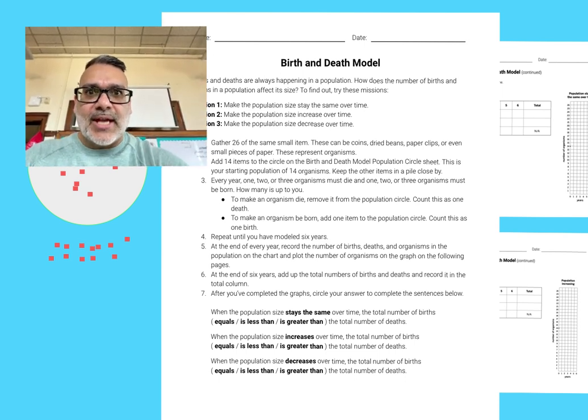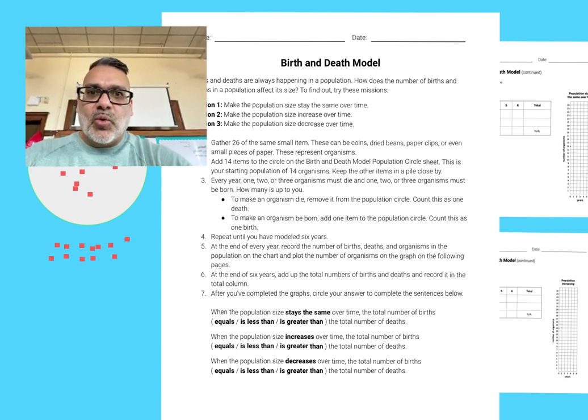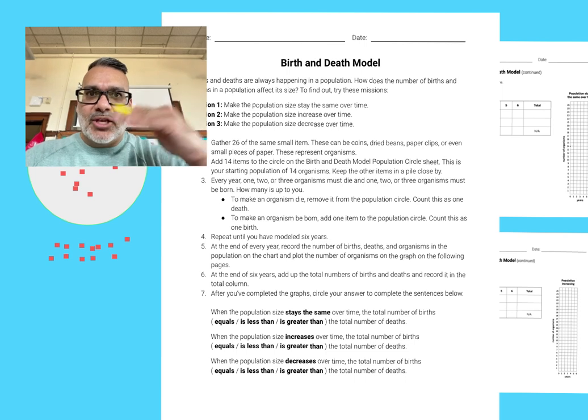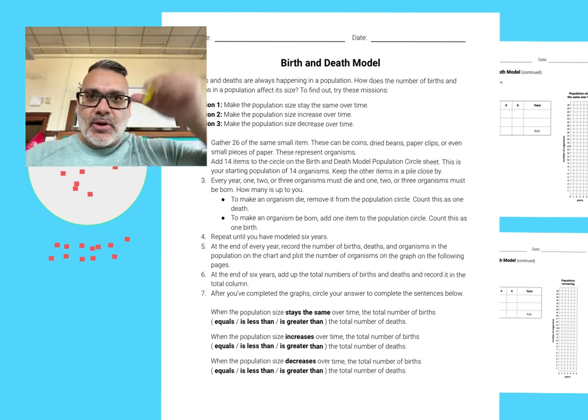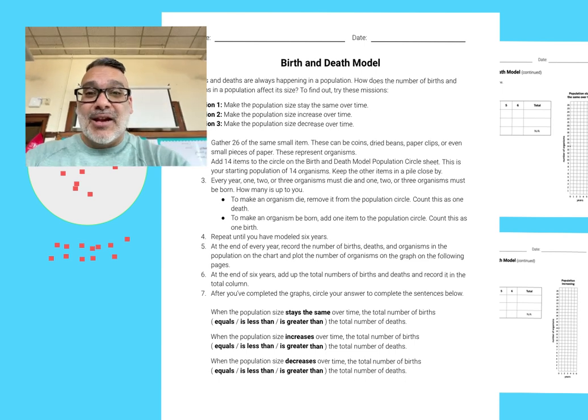And as you learned in IXL, a population is the same species, a group of the same species. So we're going to see how a population can increase or go up in number, a population can decrease or go down in number, or a population can stay the same in number. So let's look at the document here.